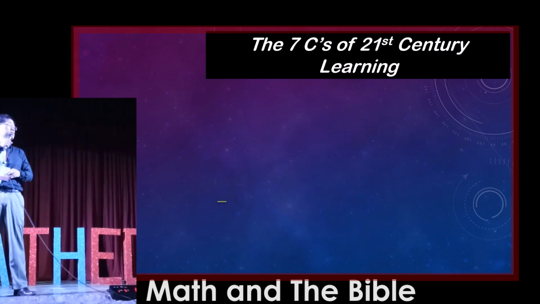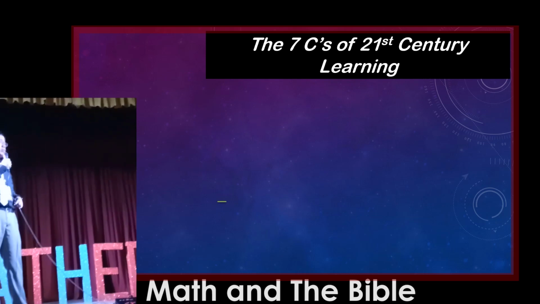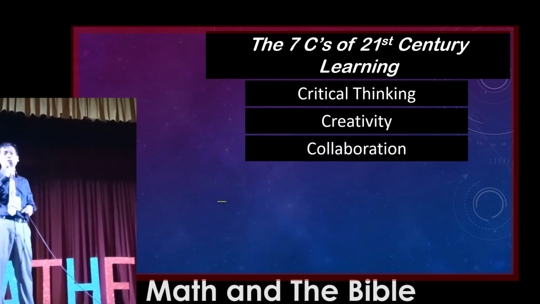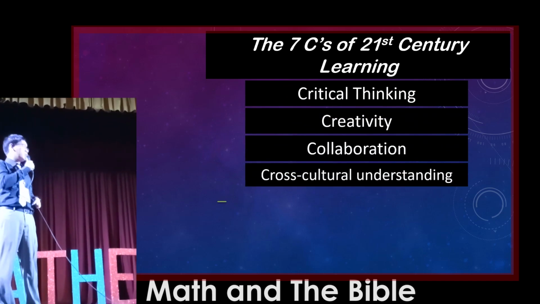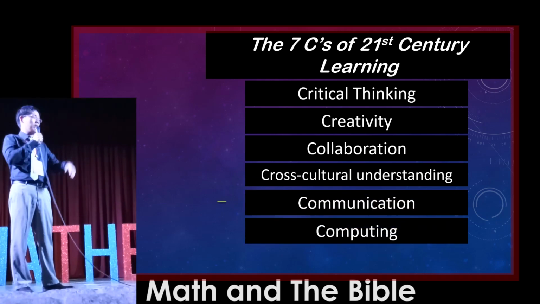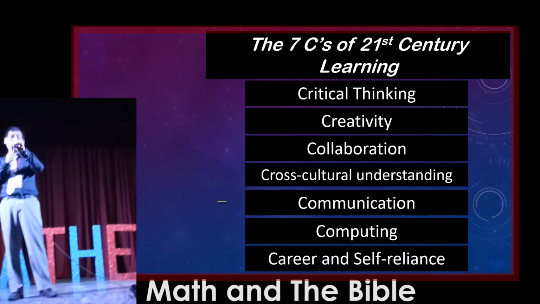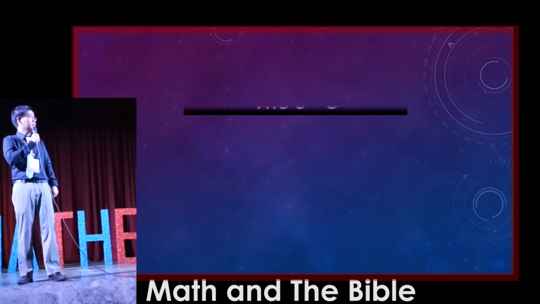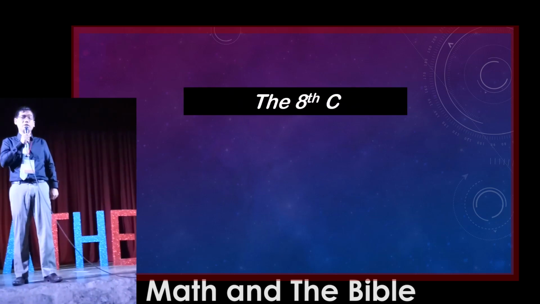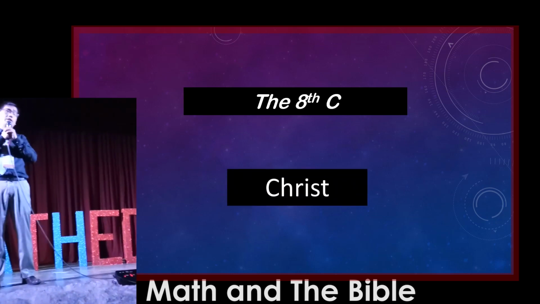At present, we have 7 C's of 21st century learning. And these are critical thinking, creativity, collaboration, communication, cross-cultural understanding, computing, career, and self-reliance. I hope you wouldn't mind if I add one more, please, and call it the 8th C, Christ. During the time of Christ, he used mathematics in his teaching.